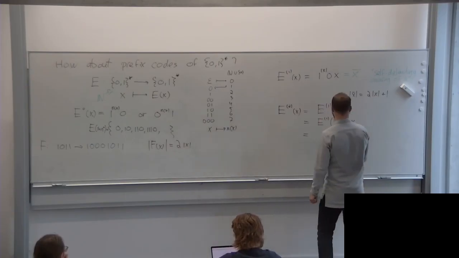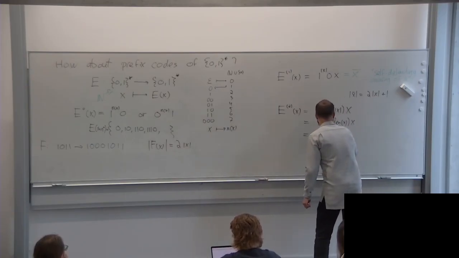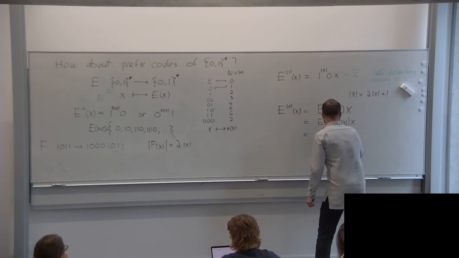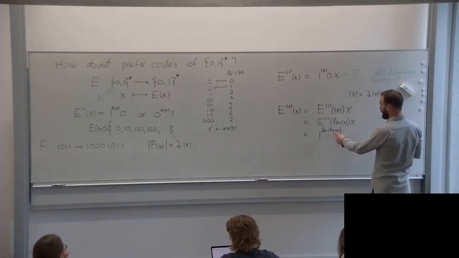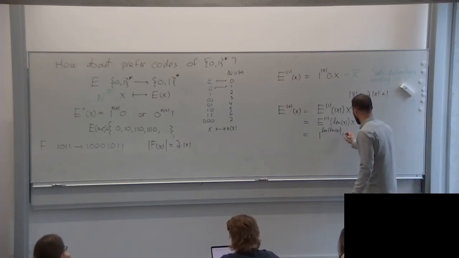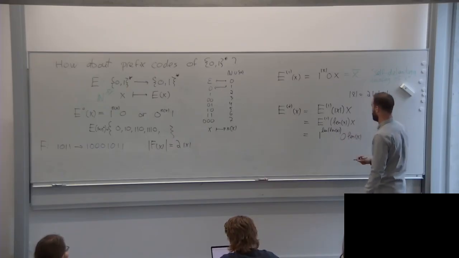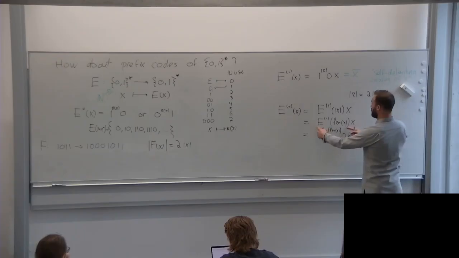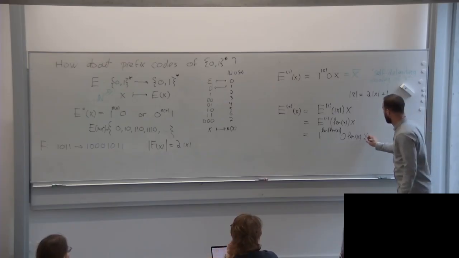So what I want is 1 to the power of length of x. You encode in unary the length of the length, and then you have a 0, and then you have length of x. This is my E1 of length of x. I'm not done, and then I have x.